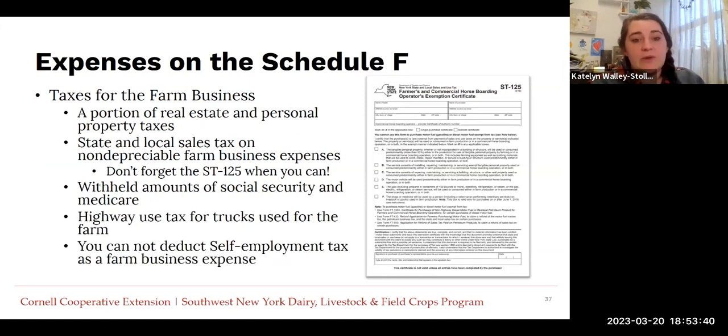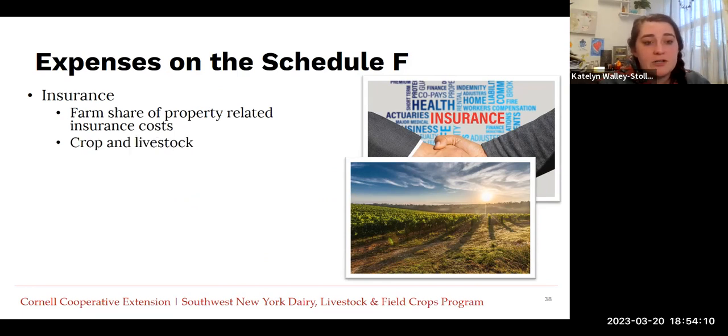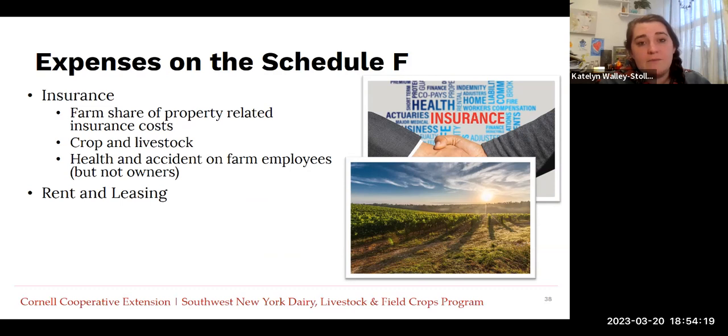Highway use tax. You cannot deduct self-employment tax. So if you end up paying taxes on your farm income, you can't deduct that expense because that's considered a personal expense. But if you pay property taxes on land that you use for the farm, that's a valid expense that you can claim on your Schedule F. Other examples of expenses include insurance, particularly the farm share of property insurance, liability insurance for your product. If you purchase crop insurance, livestock insurance, health insurance for farm employees, all of those are qualifying expenses that you can claim.